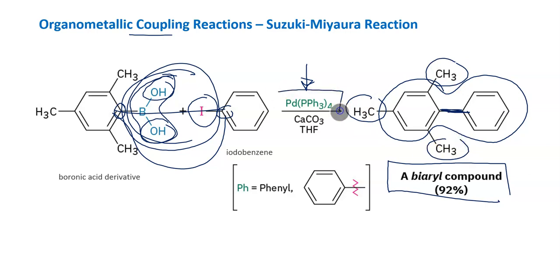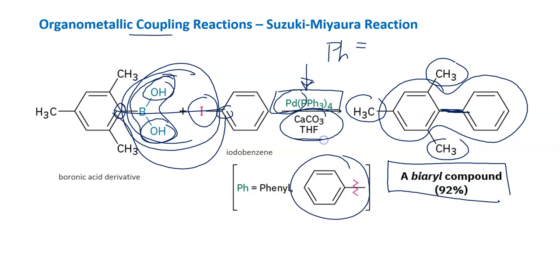So palladium triphenylphosphine, or tetrakis(triphenylphosphine)palladium. The Ph here is a benzene ring, so these are benzene rings. So this is a big bulky palladium. Calcium carbonate and THF: THF is your solvent, and calcium carbonate is a base needed to propagate the reaction.